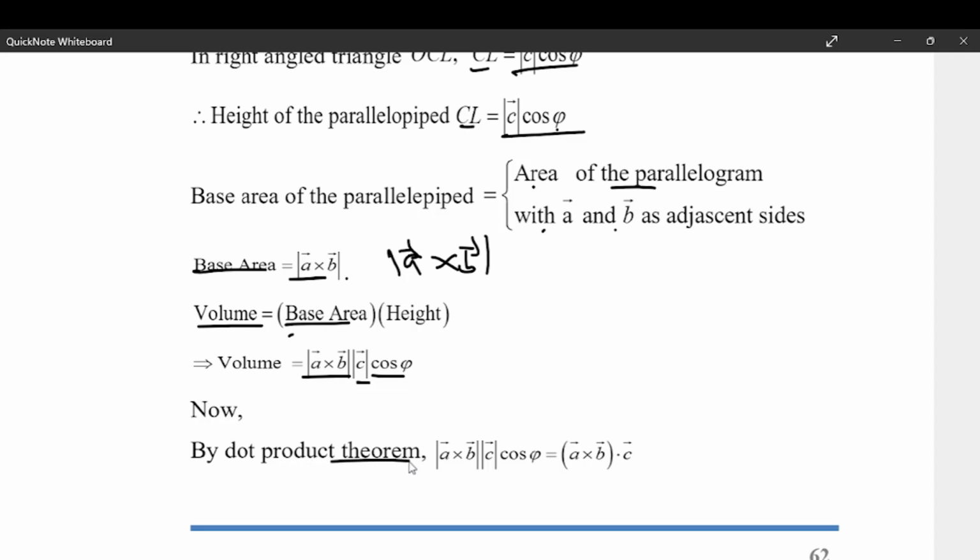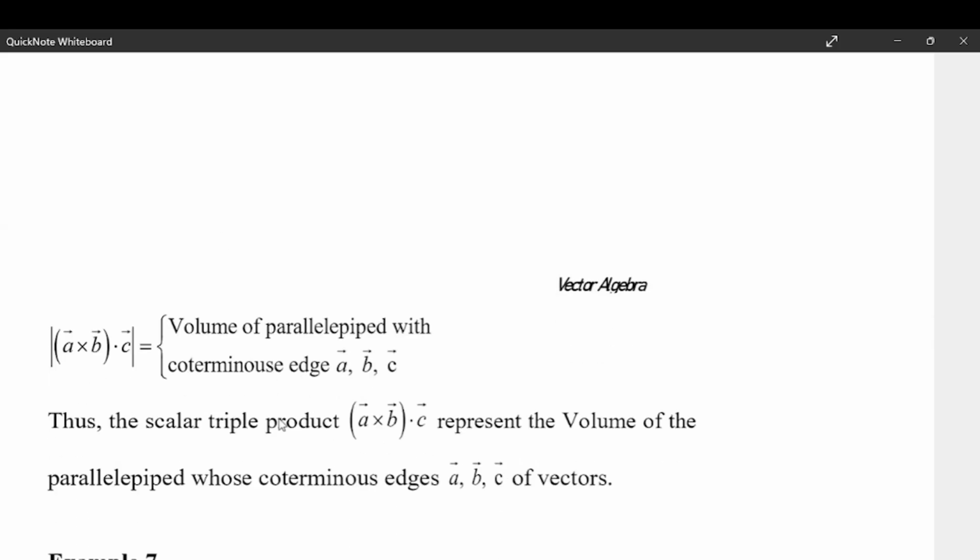Now, by the dot product theorem, we know that the magnitude of A cross B times the magnitude of C cos phi equals A cross B dot C. So we can see that the magnitude of A cross B dot C is equal to the volume of the parallelepiped with the conterminous edges A, B, and C. For that matter, the scalar triple product A cross B dot C represents the volume of the parallelepiped whose conterminous edges A, B, and C are vectors.